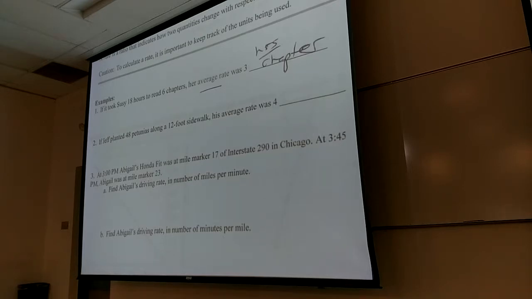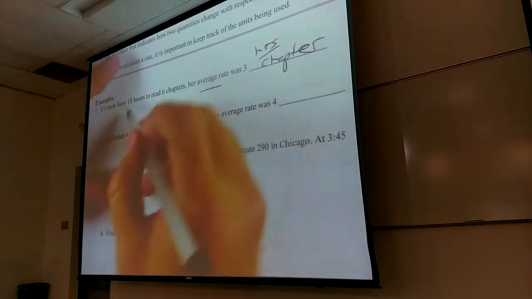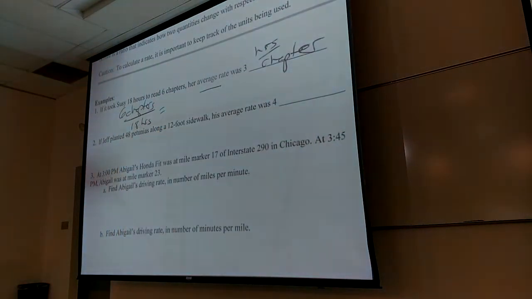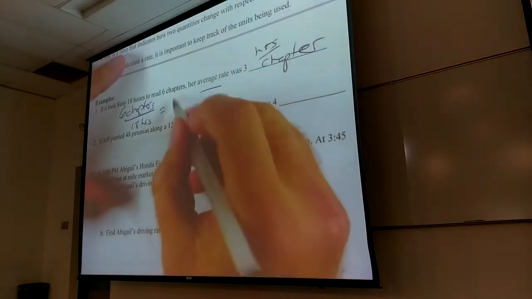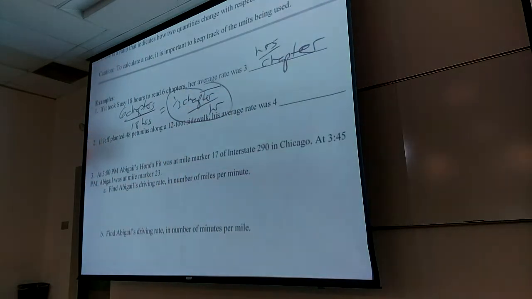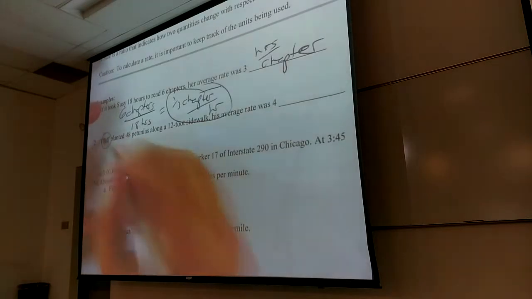It would be 6 chapters per 18 hours. So if I did 6 chapters per 18 hours, what does that reduce to? So it'd be 1/3 of a chapter per hour, which is why it's 3 hours per chapter. You could do rates either way. Normally we do miles per gallon, but you could do gallons per mile if you really wanted to.